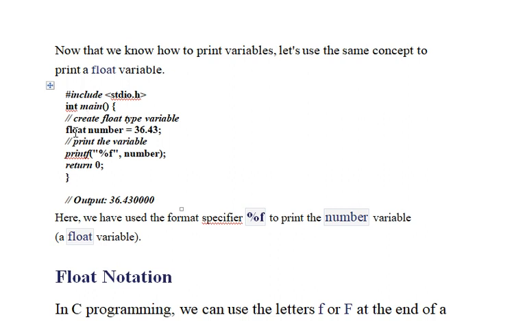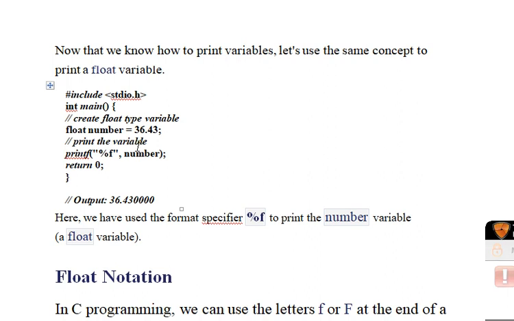So here we are taking the floating number. As I said, create float type variables. A float number should be in decimal. So we are taking 36.43 with a semicolon. Why are we taking the semicolon? Because under the braces, whatever statements come should end with a semicolon.